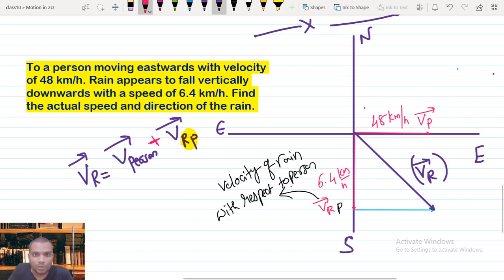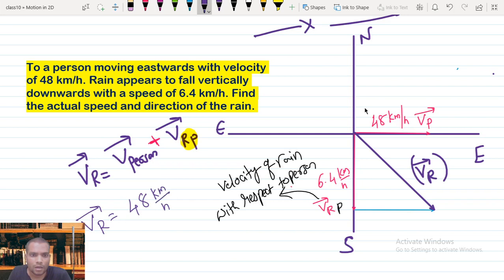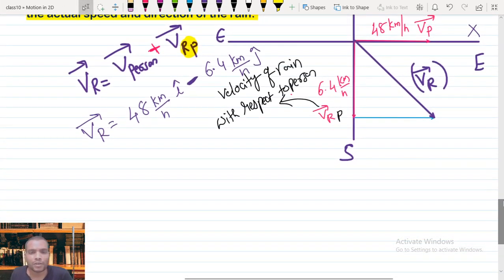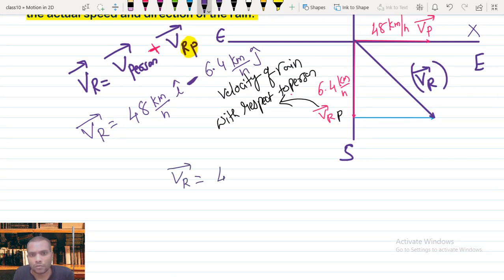Now if I represent the velocity of rain vectorially, the velocity of rain v suffix r equal to the velocity of person, that is 48 km per hour, and here for direction I'm using unit vectors, i cap along the x-axis and j cap along the y-axis. And for the velocity of the rain with respect to person, here I can use a negative sign. This goes to the negative y-axis, that is negative 6.4 km/h j cap. So I will leave the units and write only the velocity of rain vector equal to 48 i cap minus 6.4 j cap. Now this is the velocity of rain vector.